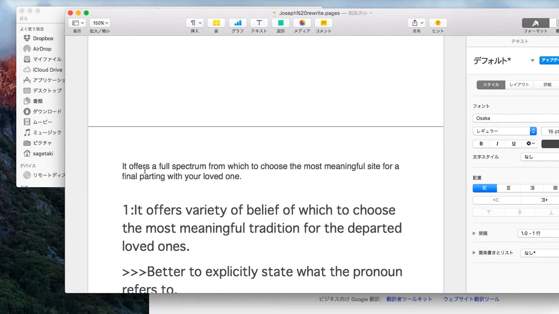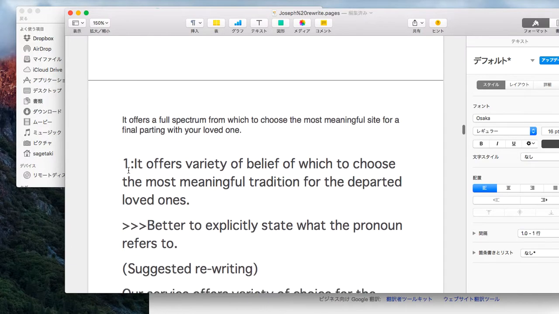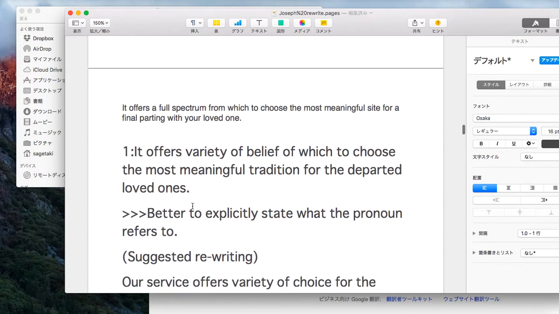This is the original text, by the way: "It offers a full spectrum from which to choose the most meaningful site for final parting with your loved one." Okay, so the rewriter rewrote like this: "It offers variety of belief of which to choose the most meaningful tradition for the departed loved ones."